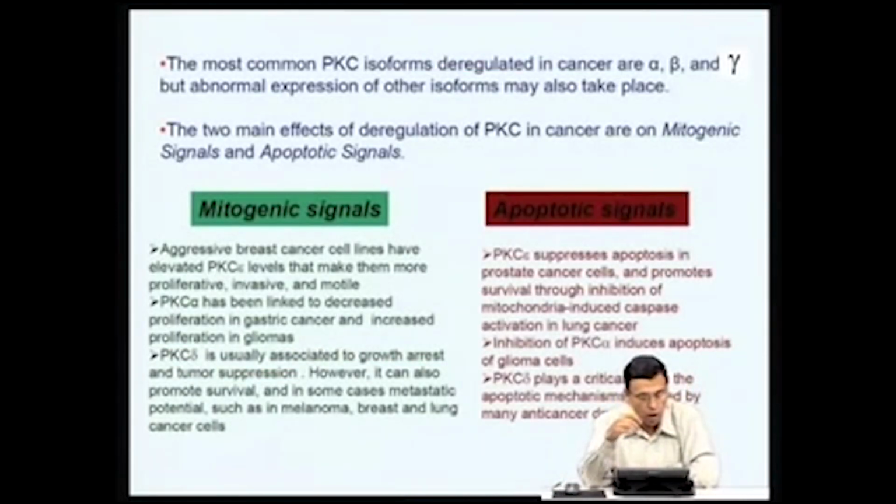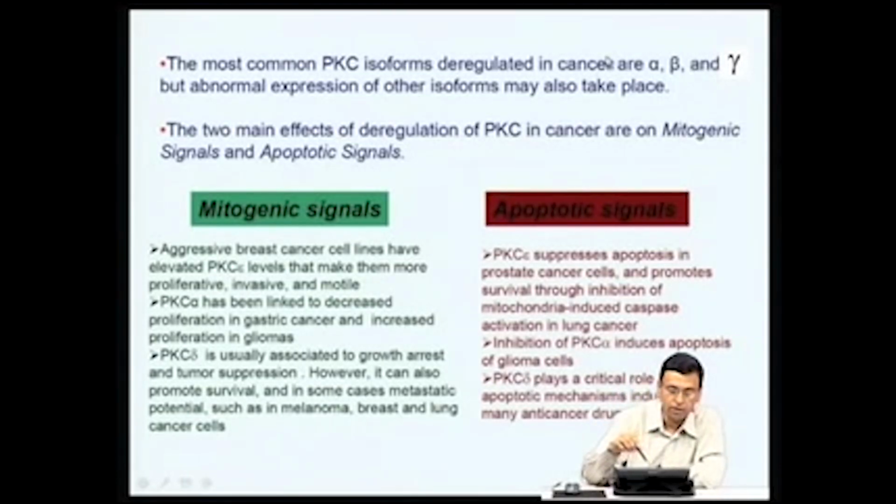Similarly, the most common PKC isoforms deregulated in cancer are alpha, beta and gamma. These are the classical PKCs, and when these PKCs are misregulated or dysregulated, it results in cancer. For example, the two main effects of deregulation of PKC in cancer are on mitogenic signals and apoptotic signals. For the mitogenic signals, for example, aggressive breast cancer cell lines have elevated levels of PKC epsilon that make them more proliferative, invasive and motile. Similarly, PKC alpha has been linked to decreased proliferation in gastric cancer and increased proliferation in gliomas.